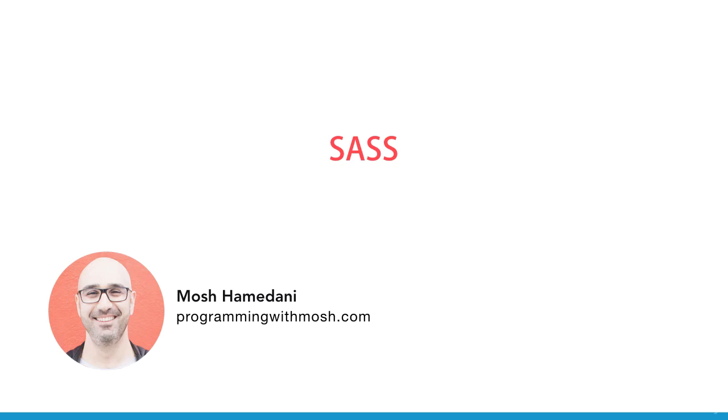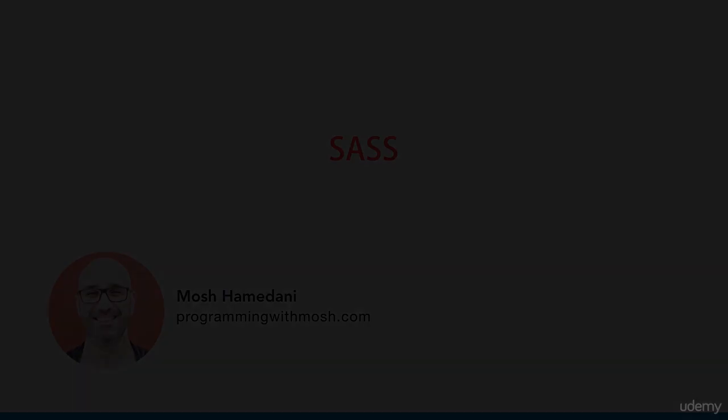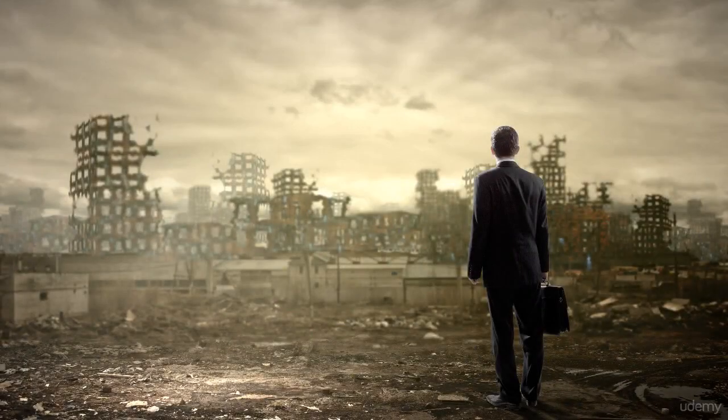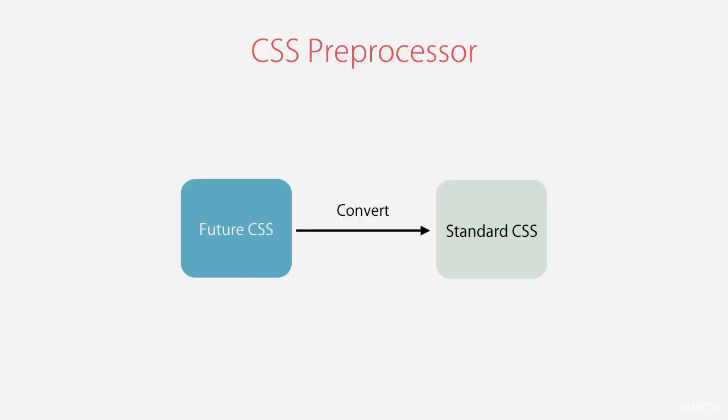If you have used CSS in a large, complex project, you know that CSS can quickly get hard to maintain. This is because the CSS that we use today lacks a lot of features. And this is where a CSS preprocessor can help. With a CSS preprocessor, we can use features that don't exist in CSS yet. So we write the CSS code of the future, and this preprocessor will then convert our code into valid CSS that browsers can understand today.